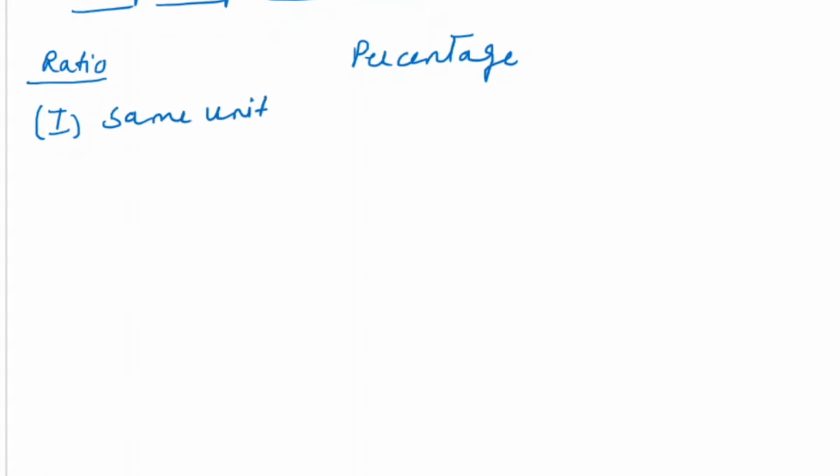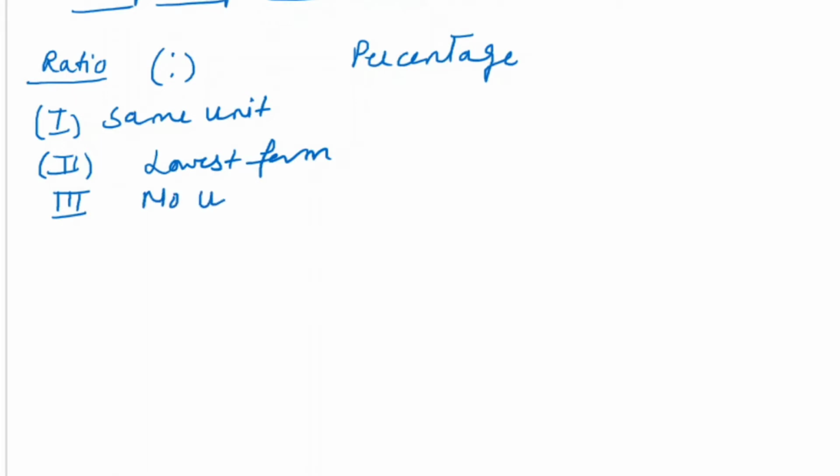Before we start, let me introduce the concepts which are being used. We have ratio and we have percentage. Now, what do you mean by ratio? Ratio is when you compare two quantities, and both the quantities should be in the same unit. Second, we write them in the lowest form, and it is denoted by this symbol. Third, it has no unit in the end. Percentage means out of 100, and it is shown by this symbol.